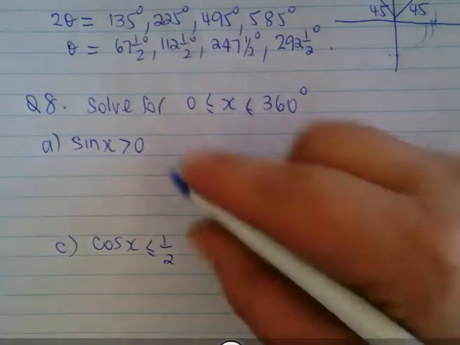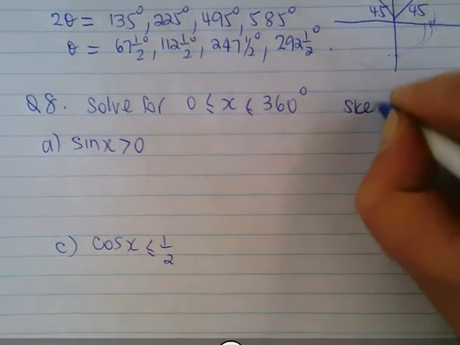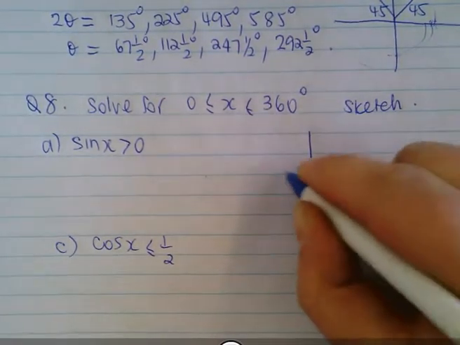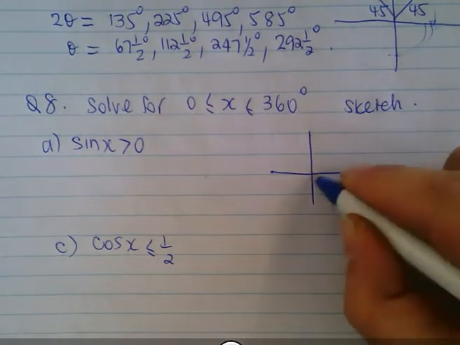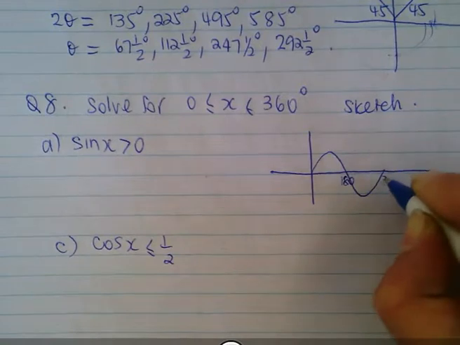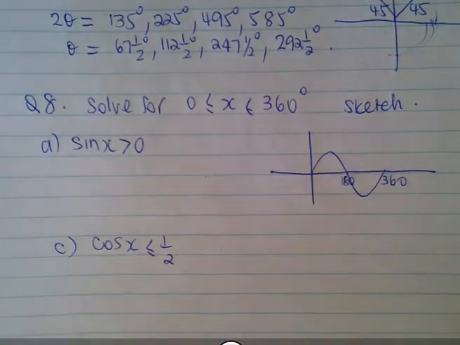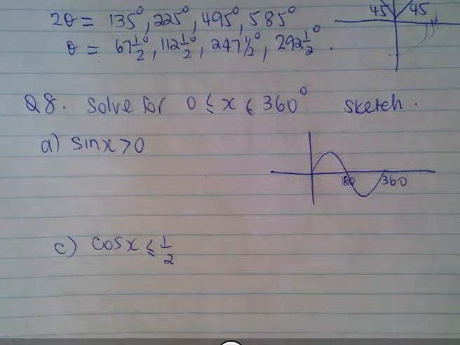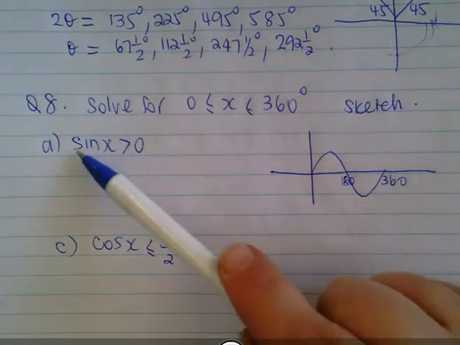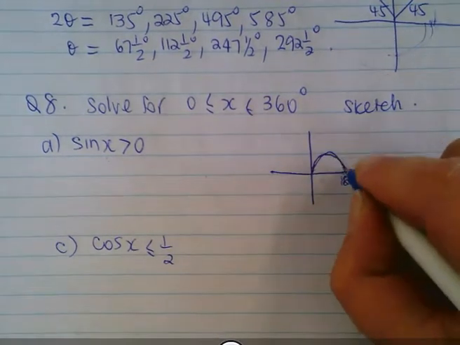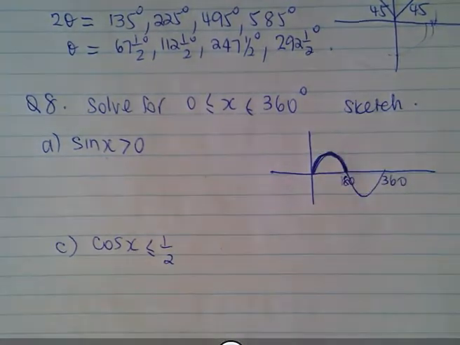There's solve. Now, it does say hint, sketch it. Sketch it. Now, do we know how to sketch sine of x? Isn't it just this? So that's 180, that's 360. Now, just think of all the work we've done with quadratics. Where is this parabola above the line? Where is sine x above the line? It's just that. That's nice and easy. 0 to 180. You okay with that?